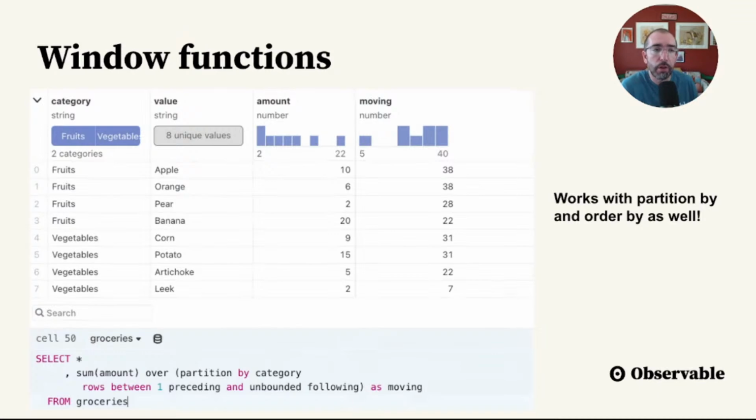So again, you can also do this in addition to partitioning. You don't have to use one or the other. So here I'm partitioning by the category, and I'm defining that I want to look at the one row preceding and the unbounded following. So it's going to do it by each category and add up everything, one row preceding and everything after. So you can see how it changes the results there. Like for the leeks example, it's adding up only one row previous, so it adds up to 7 there, and it's doing it by each category.